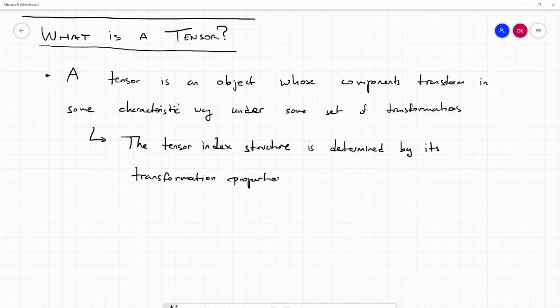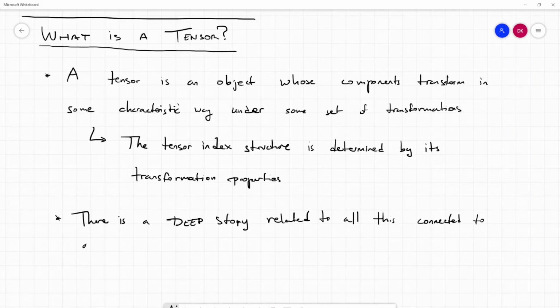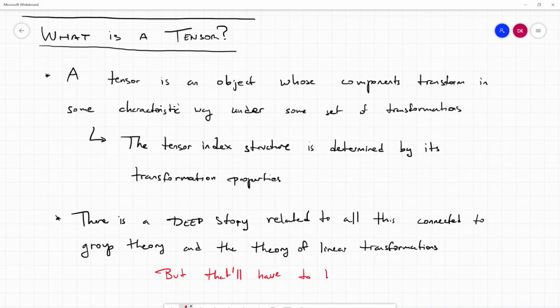There is ultimately a very deep story related to all of this, connected to group theory and the theory of linear transformations and their representations. But this will be enough for us for now.